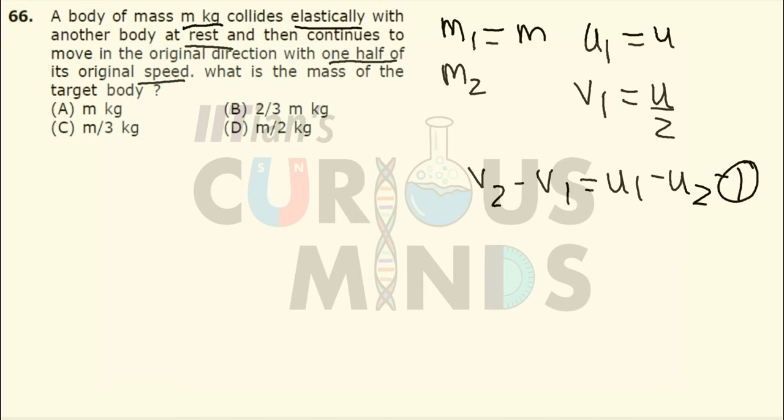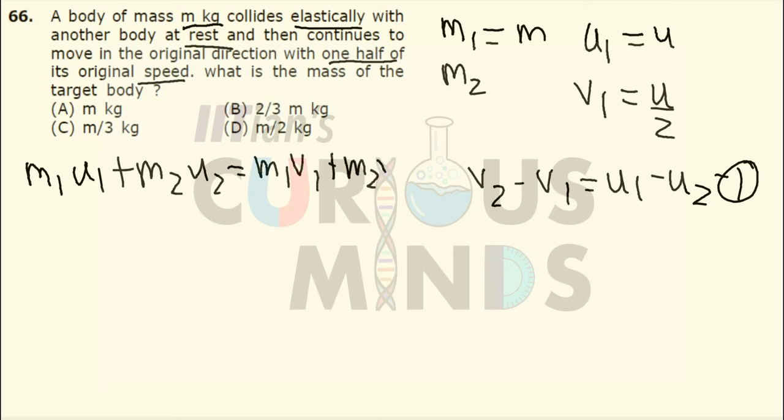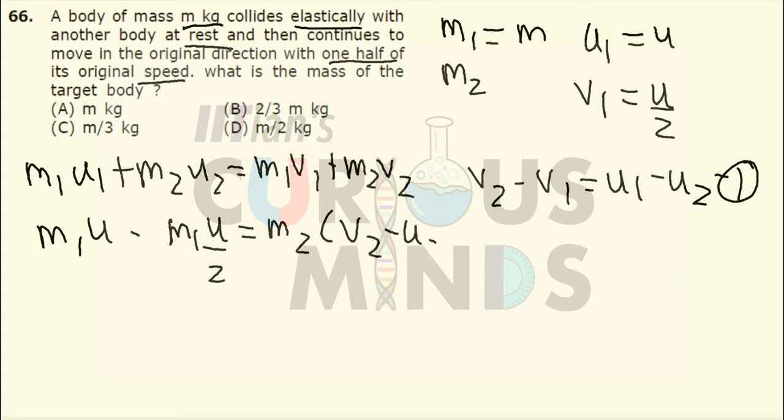We have to find out the mass of the second body, so we will use the law of conservation of momentum. m1 u1 plus m2 u2 is equal to m1 v1 plus m2 v2. Now I will shift the v1 to the left hand side. So m1 u minus m1 v1, where v1 is equal to u by 2, gives m1 u divided by 2, which is equal to m2, I will take it as common, times v2 minus u2.